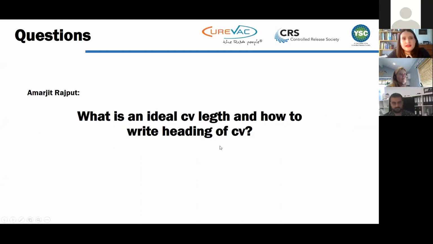Do you want to add something? Should we move forward to the next one? Well, Amarjit Raiput is asking, what is an ideal CV length and how to write the heading of a CV? What do you think?